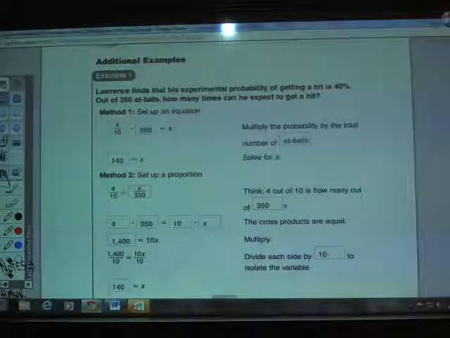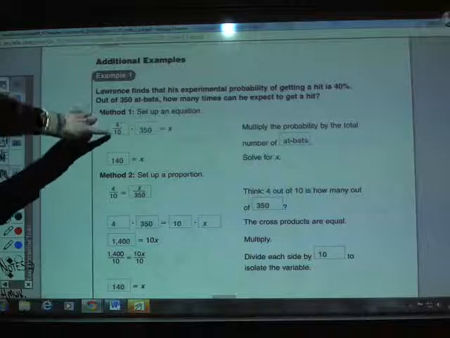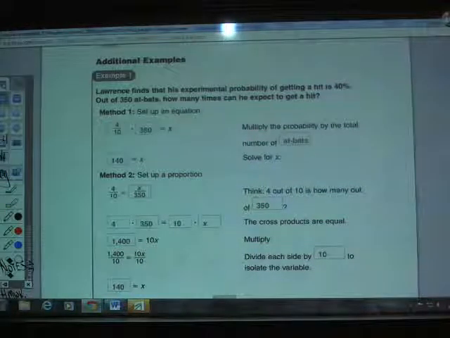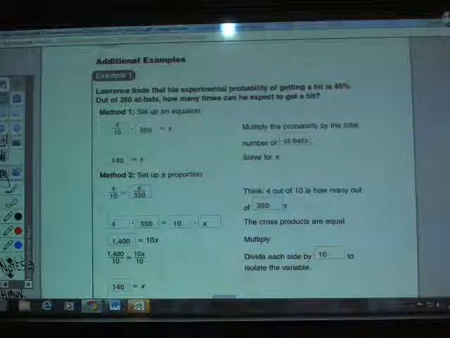and that'll be how many times he would expect to get a hit. Now, as you can see, they didn't actually use 40%. They used 40% in its fractional form, 4 out of 10. Of course, in the last few lessons, you spent a lot of time working back and forth with decimal, fraction and percent, so changing 40% into 4 out of 10 is something you're already familiar with. We take 4 out of 10, which is 40%, and multiply it by 350, and that's how we come up with 140, as in if he goes up to bat 350 times, he should expect to get 140 hits.